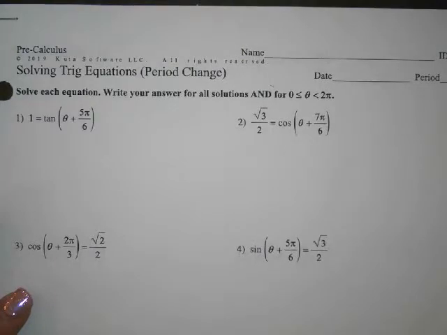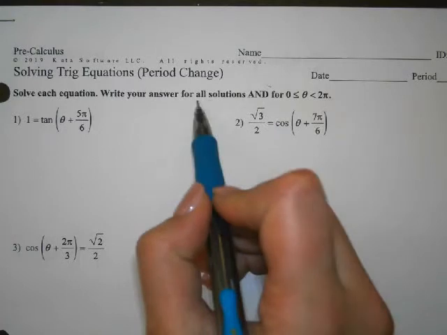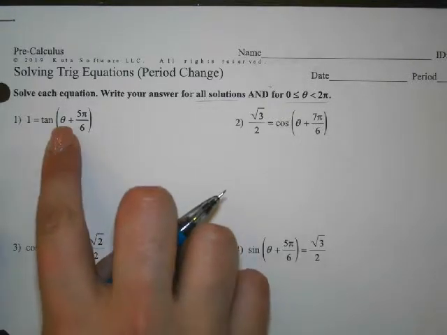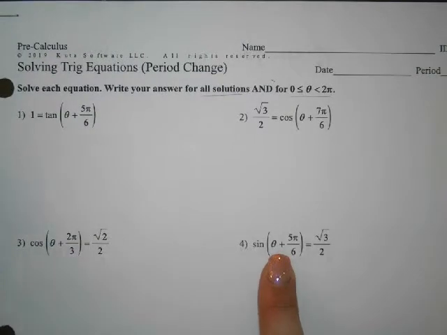So if you look at the first section, it's going to ask you to write your answer for all solutions and for 0 to 2 pi. So you're going to have two sets of answers for the first couple problems. And if you notice here, all of these thetas are by themselves, which means that these are kind of like old problems and that the period of the graph has not changed. So from 0 to 2 pi, we're still going to expect two answers like normal.